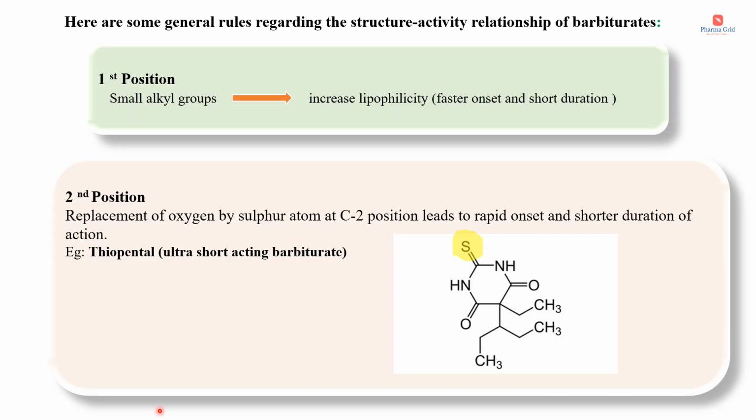So here are some general rules regarding the structure-activity relationship of barbiturates. In the previous slides I have already mentioned that in barbiturates, substitutions mainly occur in the first position, then the second position as well as the fifth position, and the fifth position is the most important one. Starting with the first position, if it is substituted with small alkyl groups, it will increase the lipophilicity. Increased lipophilicity means the drug can penetrate the blood-brain barrier, or the CNS, very fast. So such drugs will have faster onset as well as short duration of action.